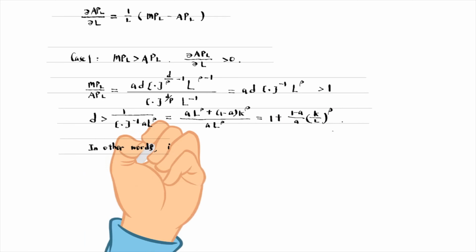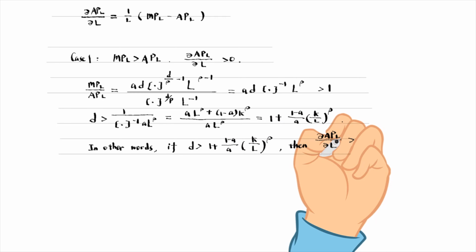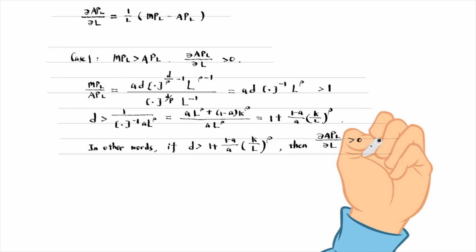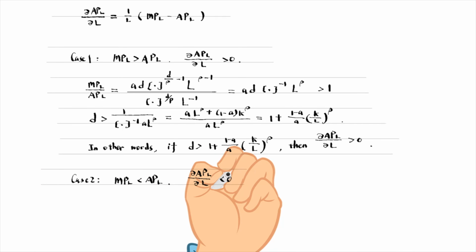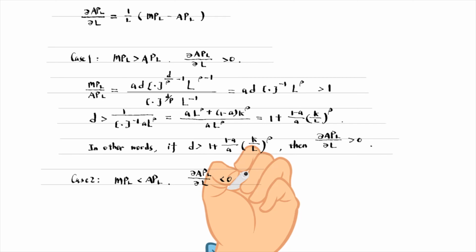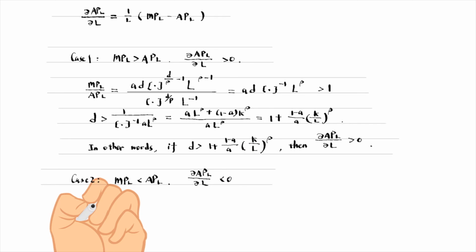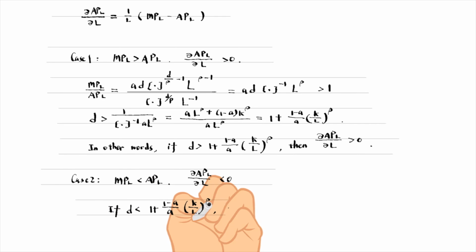We can find the condition that if the parameter d is greater than an expression, then the average product of labor and labor move in the same direction. By contrast, if the marginal product of labor is smaller than the average product of labor, the average product of labor will decrease as labor increases. That is because one more extra worker is less productive than the existing workers, and he would push down the average. In this second case, the parameter d should be less than that expression.